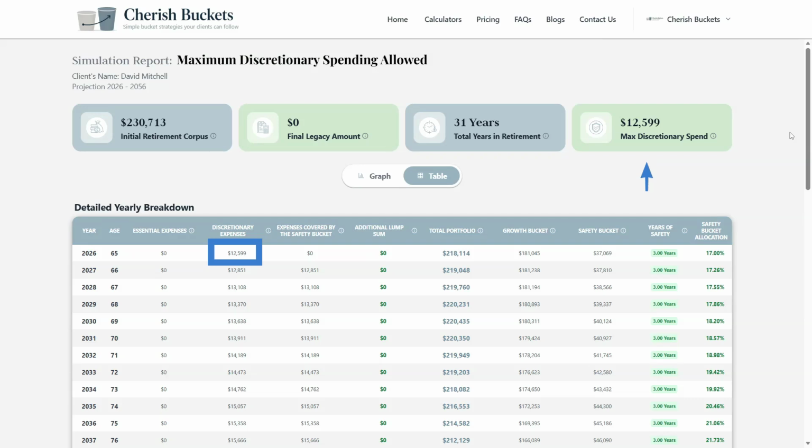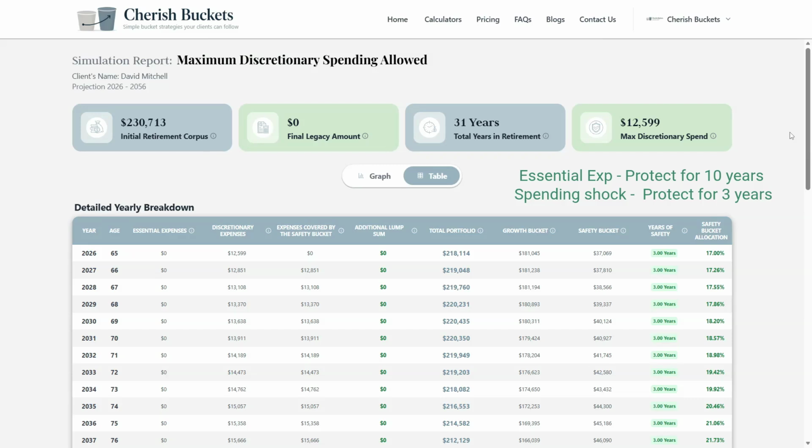In effect, the retiree has now created two separate layers of protection. The first layer protects essential expenses for the next 10 years. The second layer protects an additional $12,599 of inflation-adjusted discretionary spending for the next 3 years, providing extra security against unexpected spending shocks.